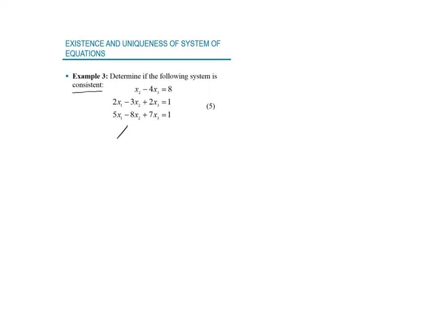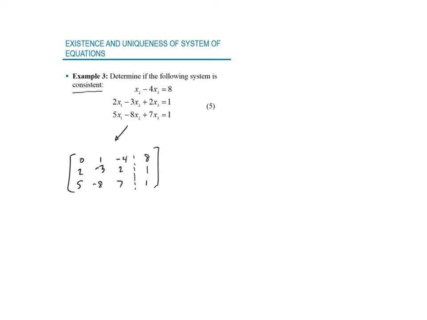Okay, our first step is to take that system and write it as an augmented matrix. So row 1 looks like this: 0, 1, -4, 8. If you're not sure why I wrote those numbers down, pause the video, see where each one came from. Row 2: 2, -3, 2, 1. In row 3: 5, -8, 7, 1. All right, there we go. So we've got our augmented matrix.